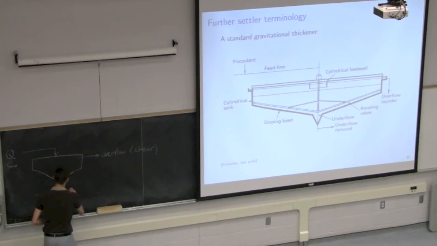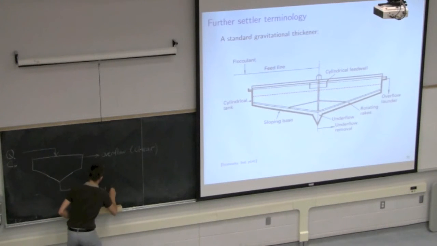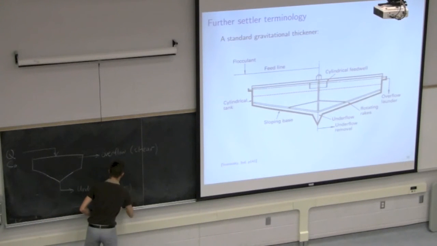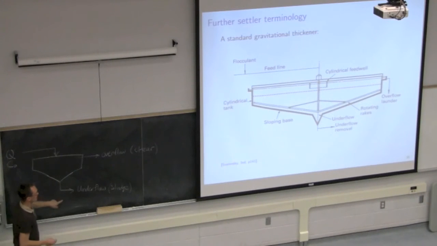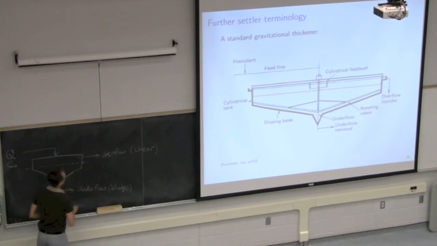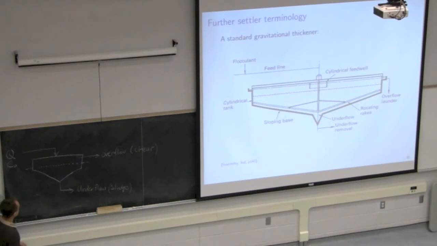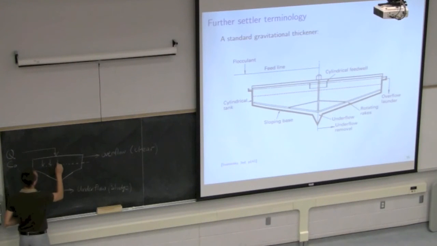And my sludge or underflow, so most of my solids coming in will exit at the bottom out over here. So if I draw this imaginary line, essentially what's happening is that all my solid particles will at some point pass through this cross-sectional area and then leave out again here at the bottom from the mass balance perspective.